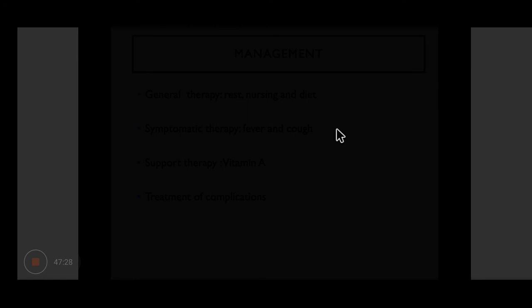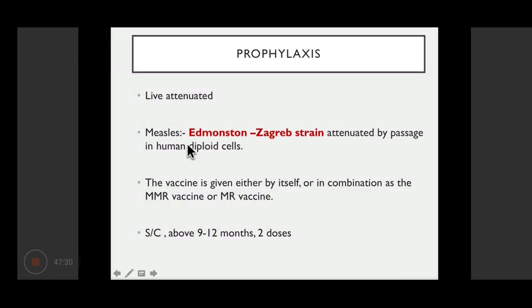For prophylaxis of measles, we have a well-established vaccine, that is the measles vaccine, that is either given alone as measles vaccine, or it can be given as MR, which includes measles and rubella, or MMR, measles, mumps, and rubella. So the strain that is used most frequently is the Edmonston Zagreb strain. It is attenuated by passage in the human diploid cell lines, and it is a live attenuated vaccine.